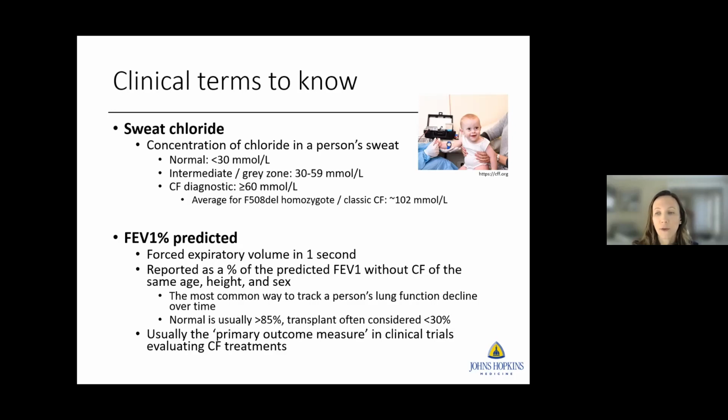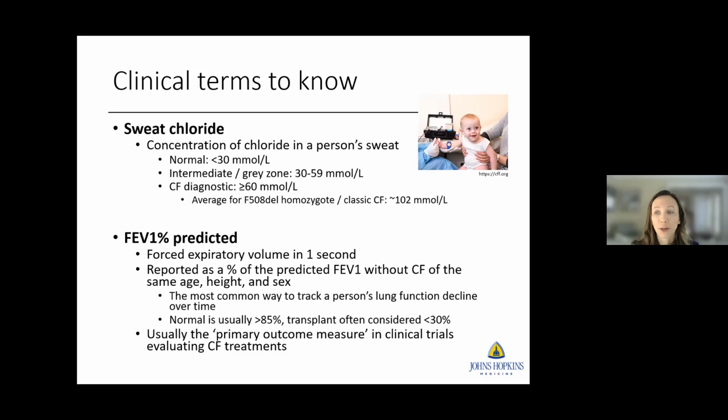Typically, when somebody with CF has an FEV1 that declines to 30% or lower, we start thinking about transplant. That's a very squiggly line. Lots of other factors go there. We also think about FEV1 decline as a trajectory. So is somebody losing several percentage points a year? Are they going down fast, or are they losing 1% a year for quite a while and relatively stable with just a small decline? Typically, FEV1% predicted is also the primary outcome measure in clinical trials evaluating CF treatments. So the 2 things that we think about for clinical trials of new CF treatments are sweat chloride and FEV1.